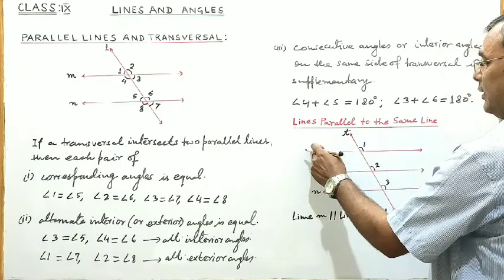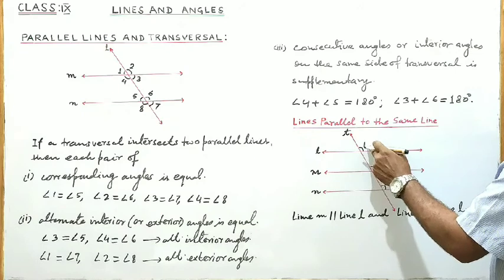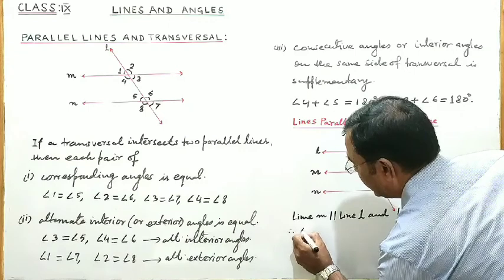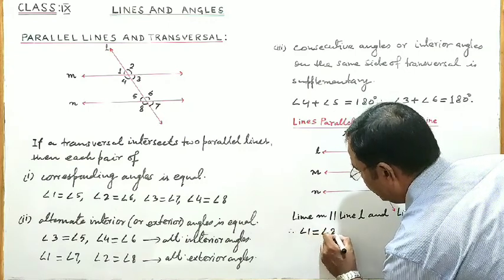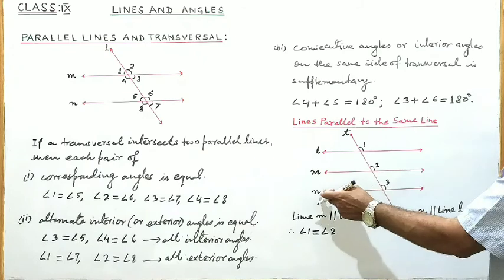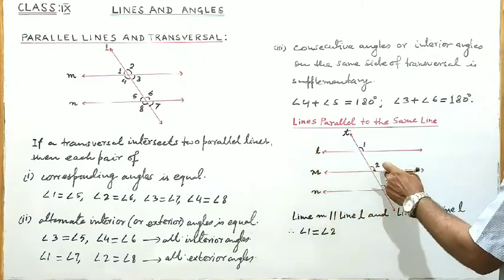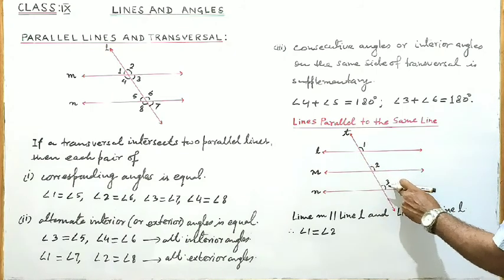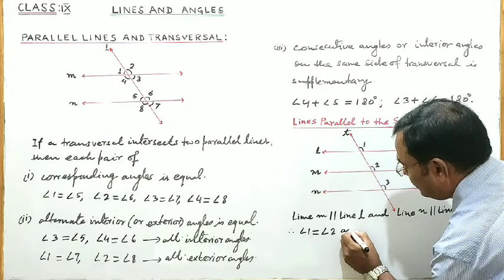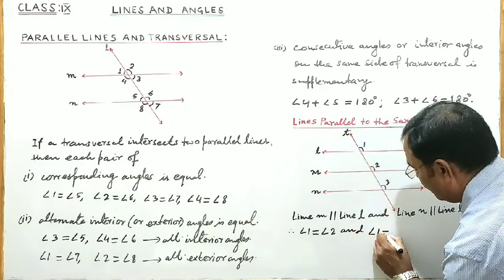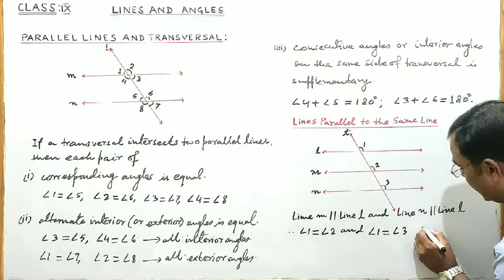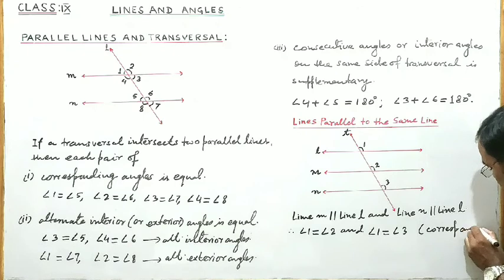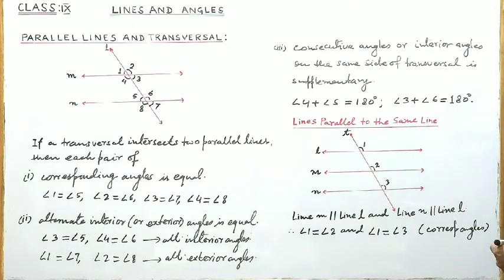Line M is parallel to L, that is why corresponding angles 1 and 2 will be equal. So we can write angle 1 is equal to angle 2. Also line N is parallel to L, so angle 1 is equal to angle 3. Angle 1 is equal to angle 3 as corresponding angles are equal.